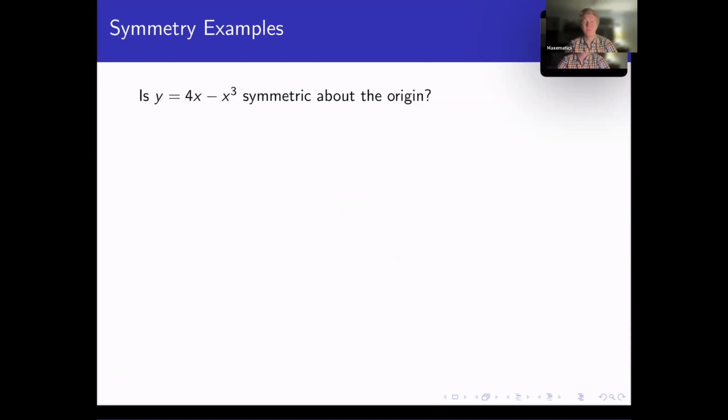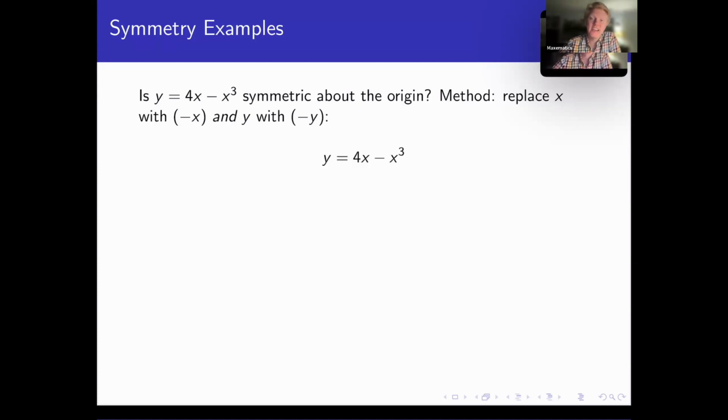Well, you probably noticed there was something in common with that last example. There's something weird about that example. Why don't we test it over the origin? For symmetry over the origin, replace both x with negative x and y with negative y.